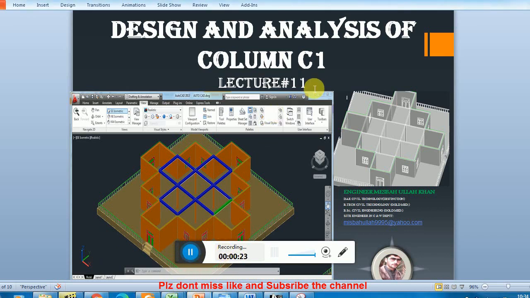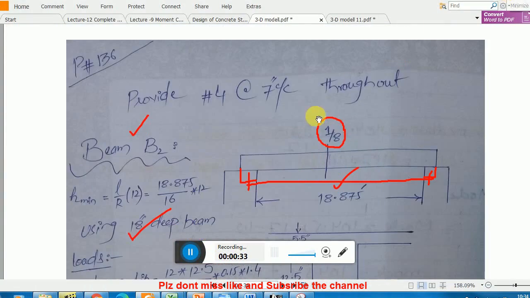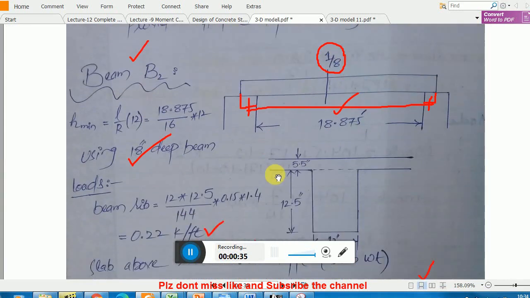Okay, this is basically lecture 11. Sorry. Now we are dealing with the design and analysis of column C1. Okay. Finally, we reached the design of column.